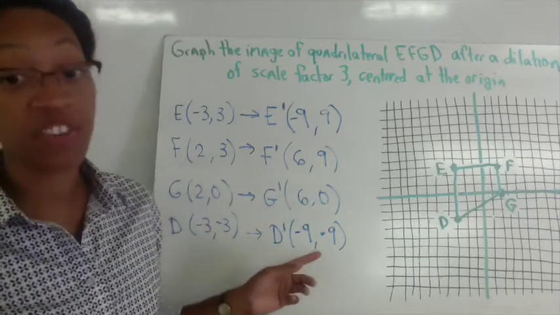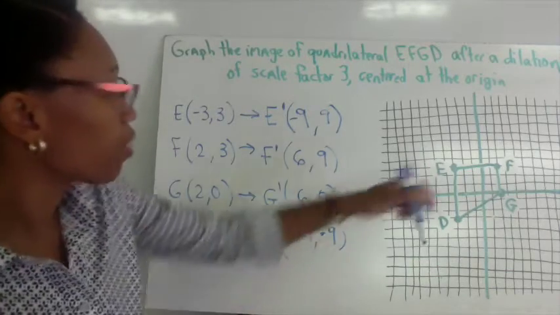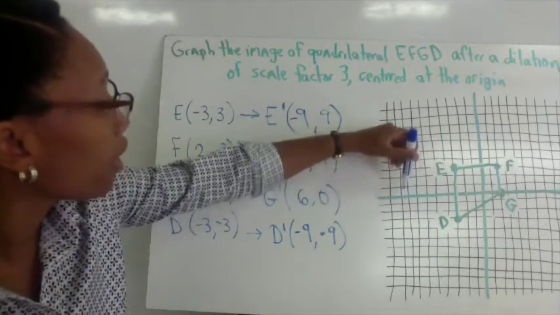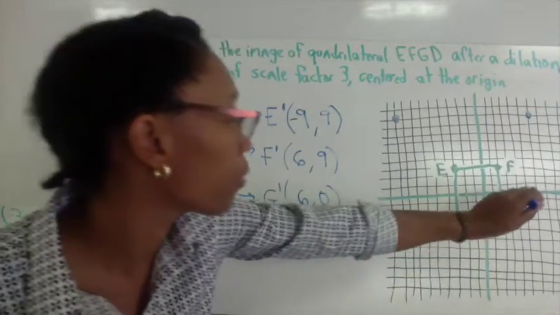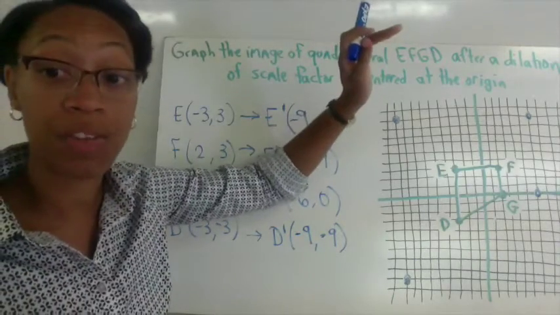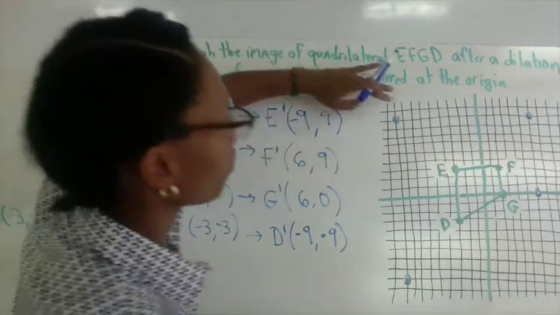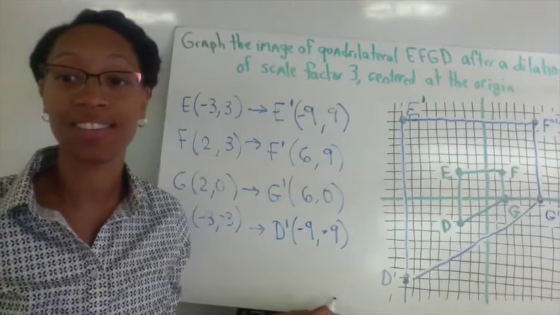So now let's take each of these points and graph them. So E prime is (-9, 9), (6, 9), (6, 0), (-9, -9). Okay, so let's go ahead and connect those. Great, there's our shape. And that is the lesson on dilations.